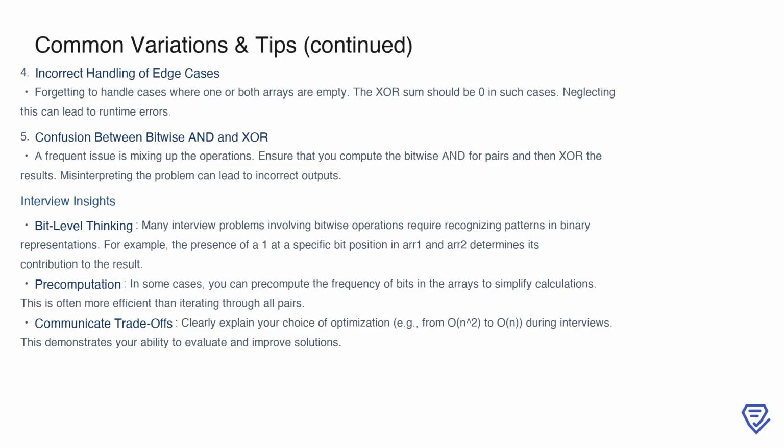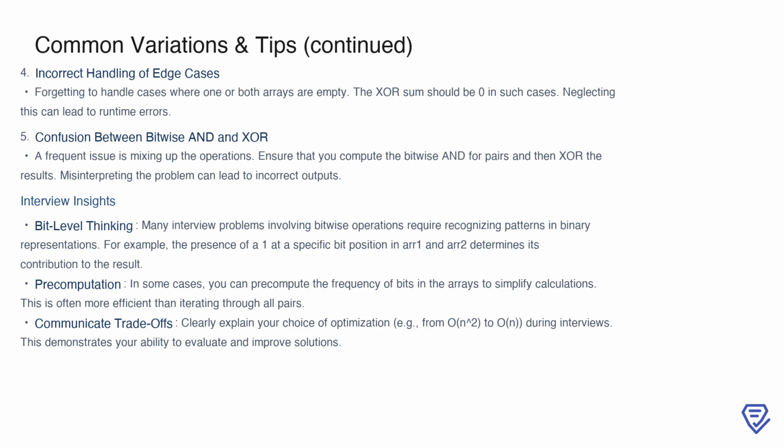Now, if you're solving this problem in an interview setting, it's important to approach it with a bit-level mindset. Many problems involving bitwise operations require you to identify patterns in the binary representations of numbers. For example, the presence of a 1 at a given bit position in both arrays determines its contribution to the final result. Pre-computation can also be a powerful tool. For instance, counting the frequency of bits in the arrays ahead of time can simplify the calculations significantly.